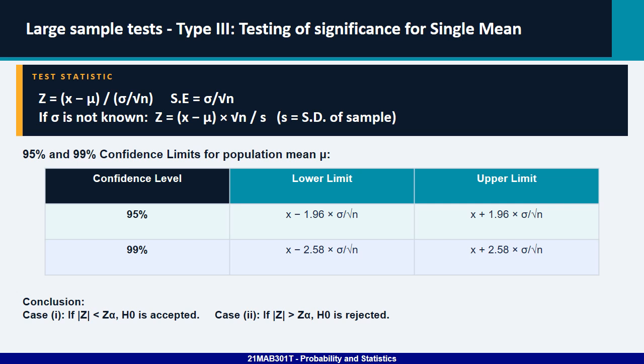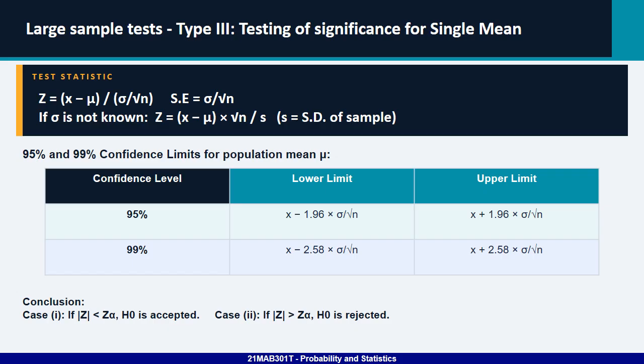We now come to the third type of large sample test, testing for a single mean. So first, we will be defining null hypothesis H0, which is mu equal to mu naught, for some specified value. The test statistic is going to be Z equal to x bar minus mu divided by sigma by root of n, where x bar is the sample mean, mu is the population mean, sigma is the population standard deviation, and n is going to be the sample size.